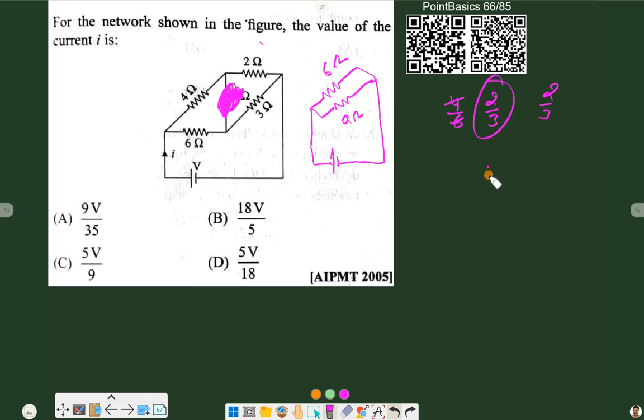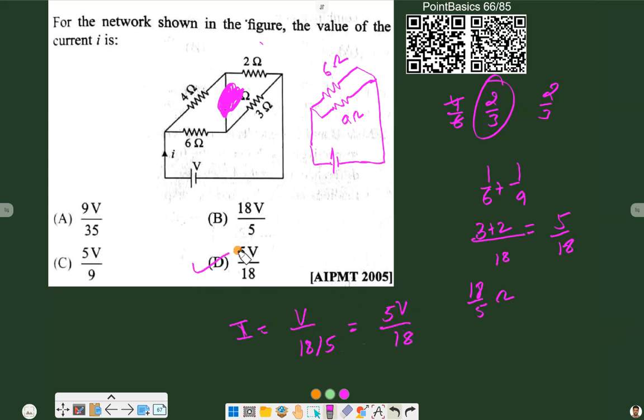Now 6 and 9 in parallel give us, LCM will be 18, 3 plus 2, 5 by 18. So the combined resistance is 18 by 5 ohm. So current will be potential by resistance. Potential is V, resistance is 18 by 5. So 5V by 18. Option D will be the right answer. Let's move to the next one.